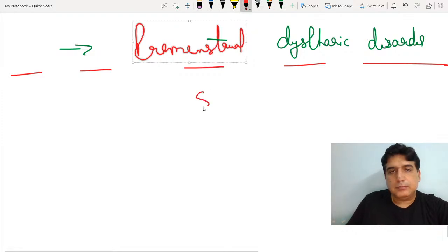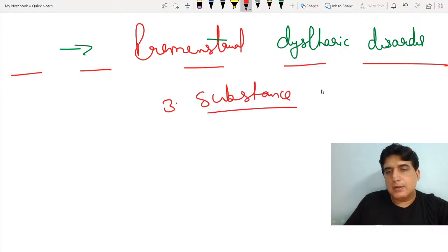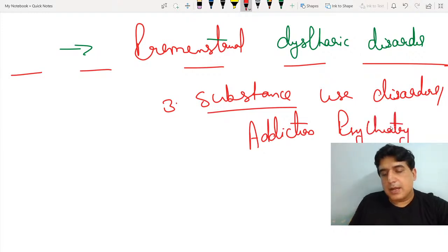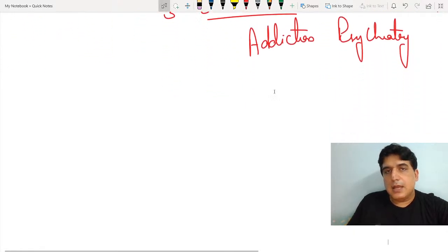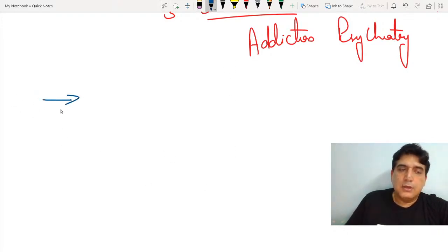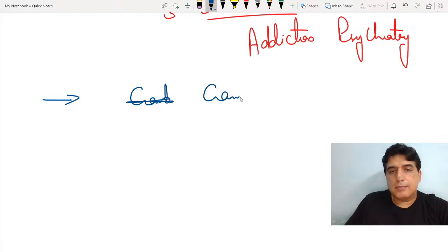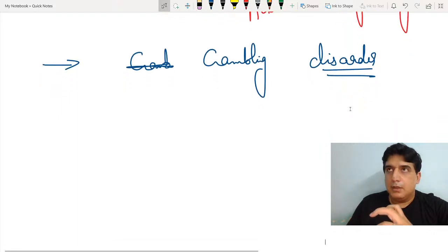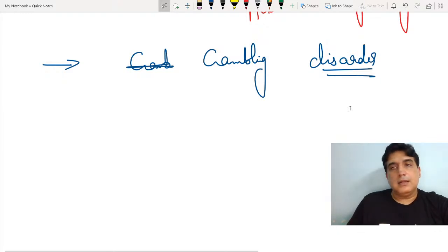Third, in substance use disorders, addiction psychiatry. The new word has been used in DSM-5, addiction psychiatry, or substance use disorder. What has been updated in DSM-5? Number 1, gambling disorder. Gambling disorder has been included as a diagnostic entity in addiction psychiatry.